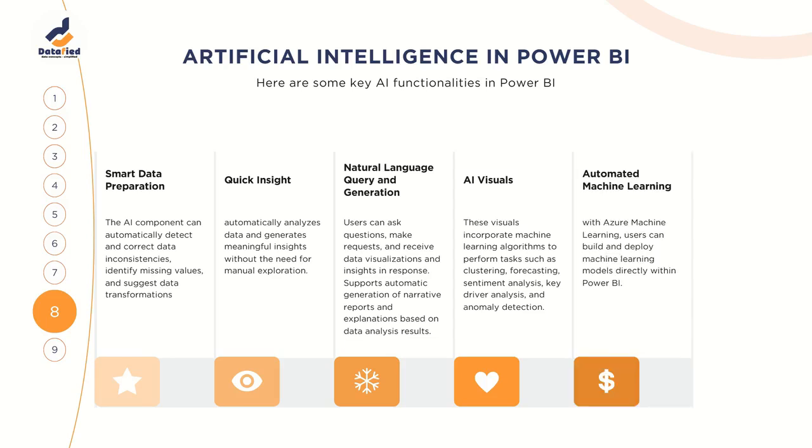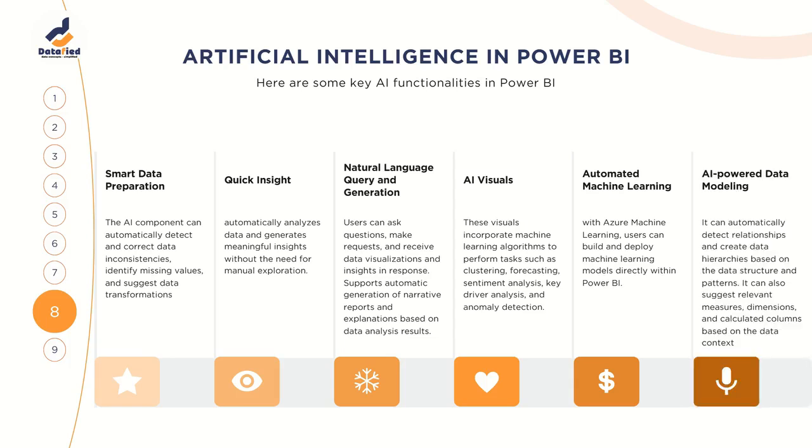The second to last AI and Power BI feature I'd like to talk about is automated machine learning. With Azure Machine Learning, users can build and deploy machine learning models directly within Power BI. Isn't this amazing? Of course it is. This is one of the reasons why firms choose Power BI. And finally, AI-powered data modeling. It can automatically detect relationships and create hierarchies based on the data structure and patterns.